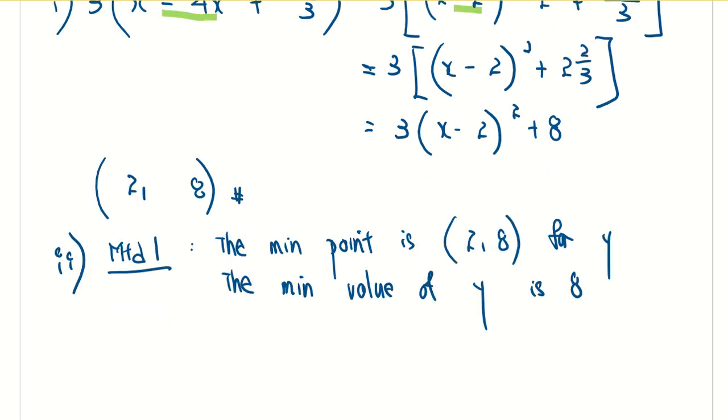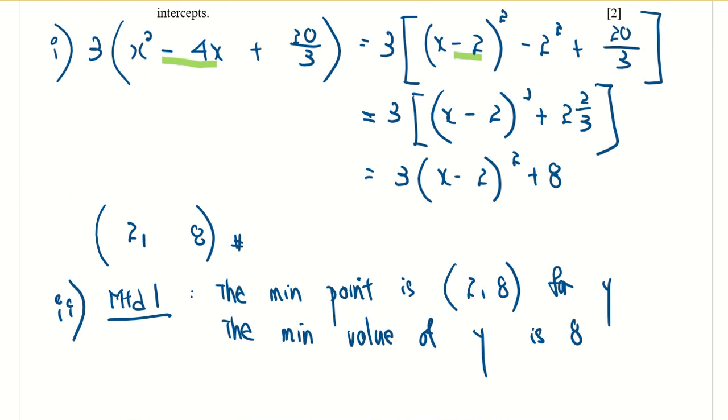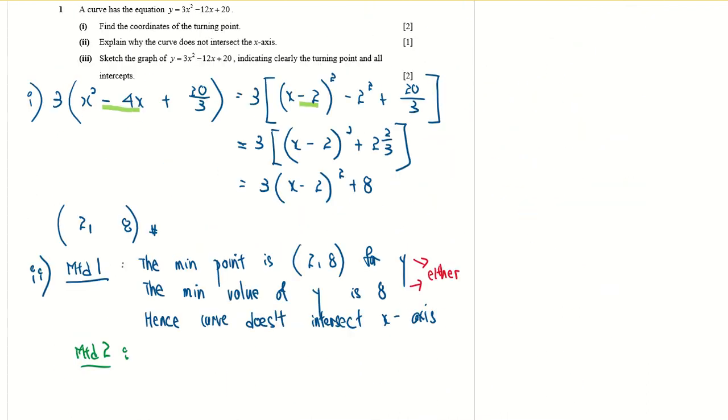Or you can write the minimum value of y is 8. Either way is fine. This means that there is no intersection with the x-axis. Hence, no intersection with the x-axis. So either of the above statements is fine.